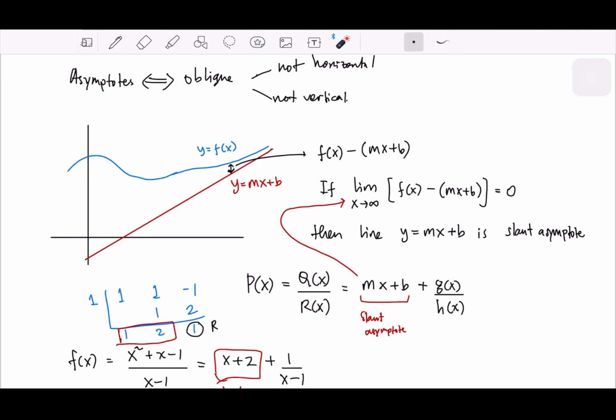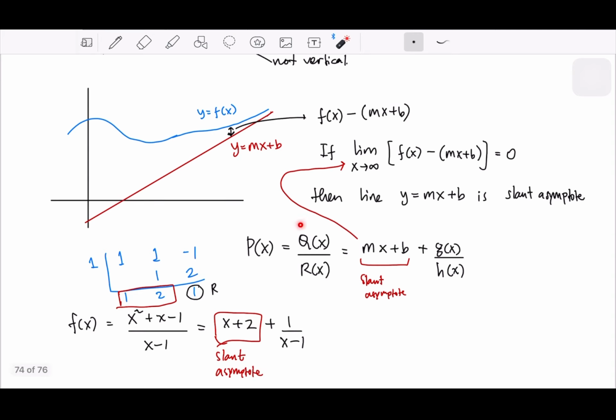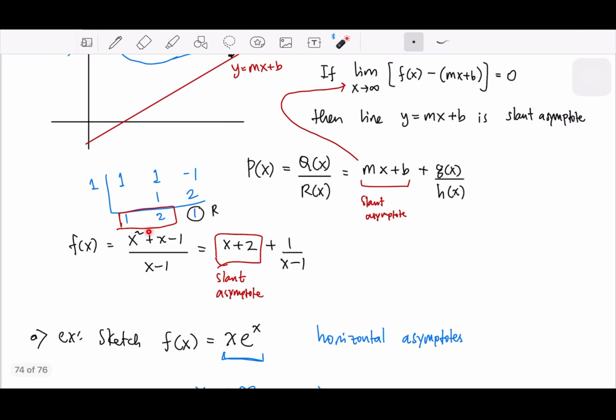Or to make it obvious, if you take some rational function and rewrite it, for example, x squared plus x minus 1 over x minus 1, if you take out this x plus 2 using some polynomial division method like this one, then this x plus 2 is the slant asymptote.